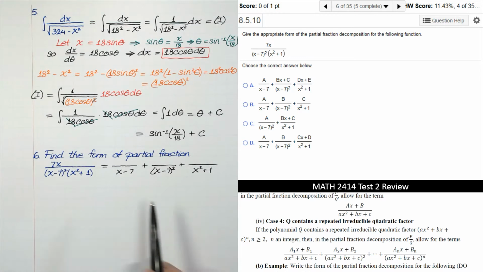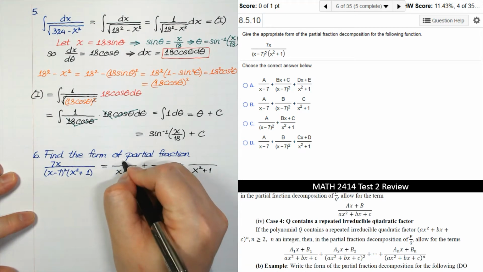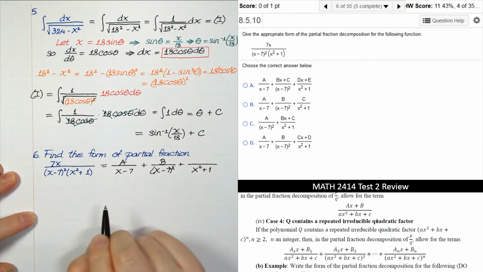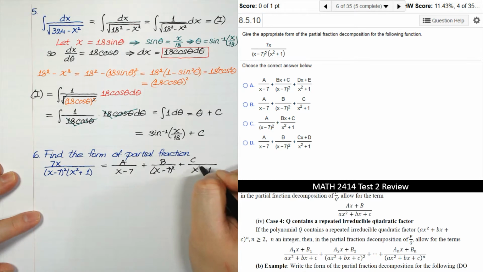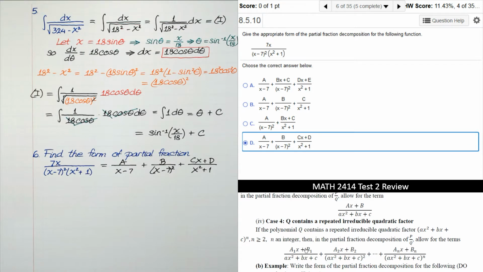Now on the top, the degree is 1 less than the bottom. For the linear factor, the top is a constant. And then this is x squared plus 1, so we need an x on top. So the degree on top is 1 less than the bottom. And it looks like this.